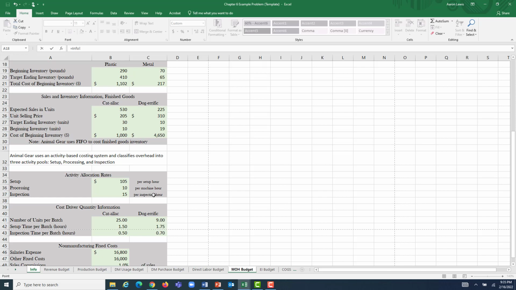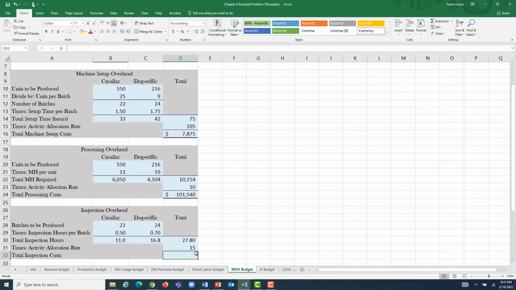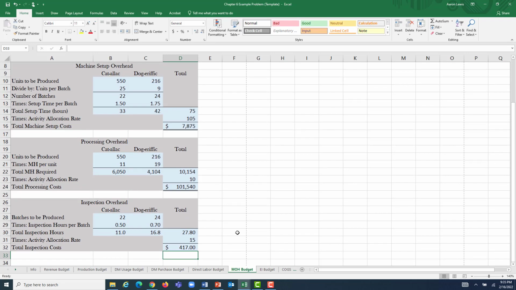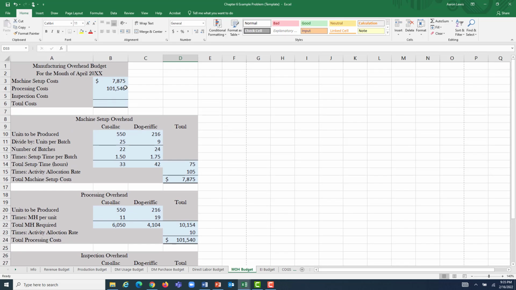And our driver says that for every inspection hour that it takes to inspect units, we're going to incur $15 of indirect costs. Well, we just said it's going to take us 27.8 hours to inspect. So at a rate of $15 per hour, Animal Gear can expect to have to pay $417 in inspection costs during said period. So let me go and bring this over here.